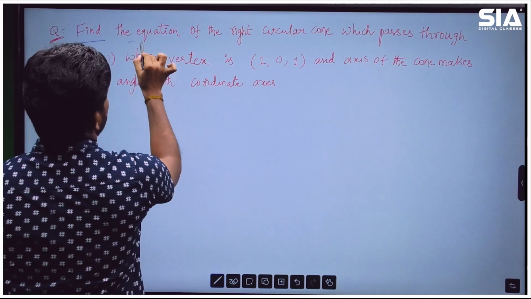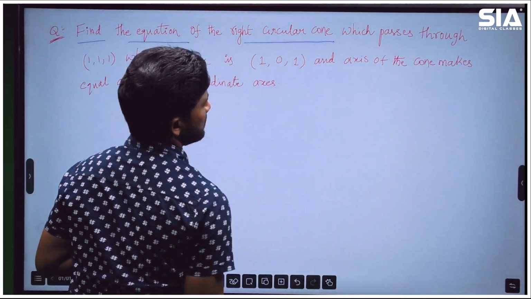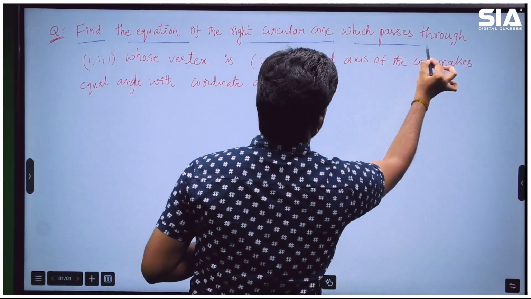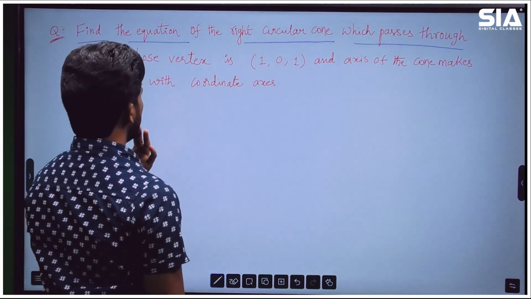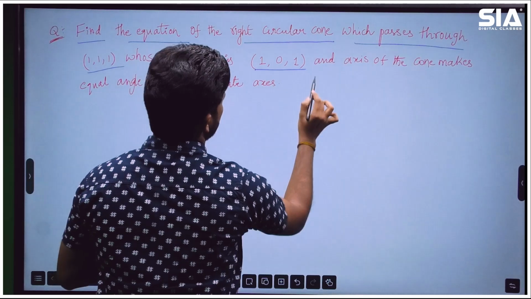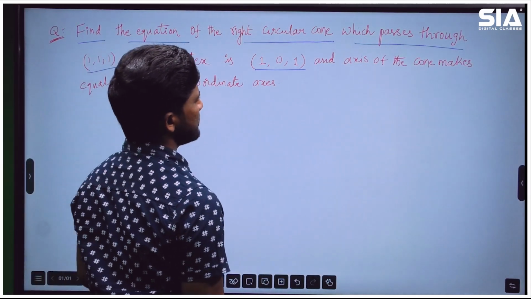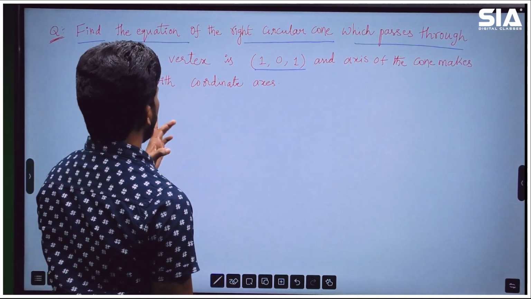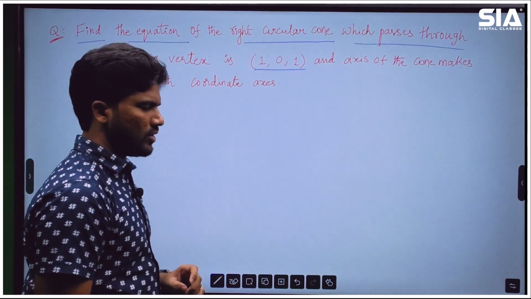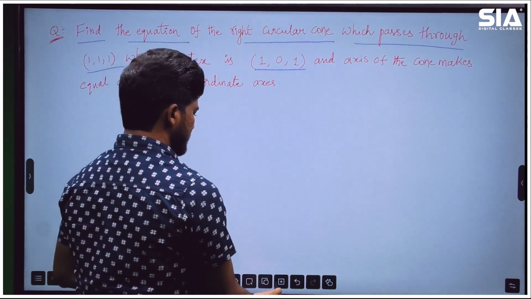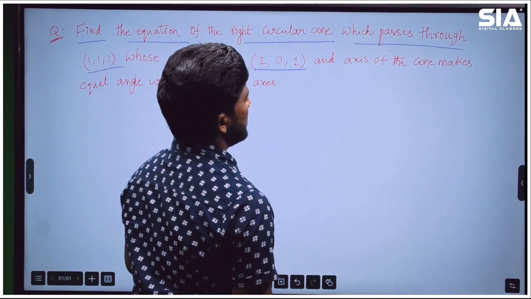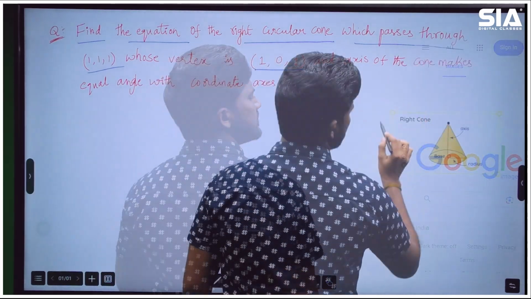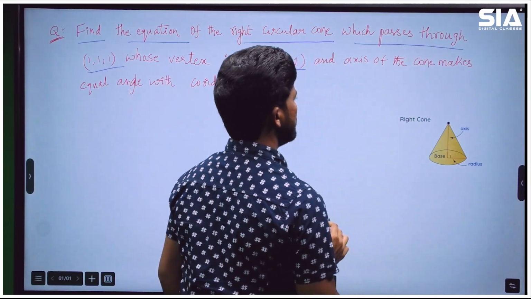Find the equation of the right circular cone which passes through the point (1, 1, 1) and whose vertex is (1, 0, 1) and the axis of the cone makes equal angles with the coordinate axes. For this one, first of all, we can observe that this is the right circular cone.